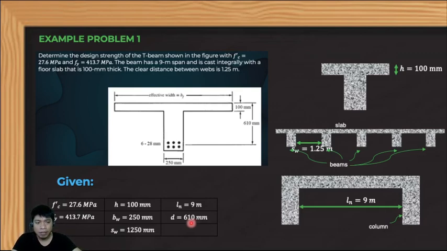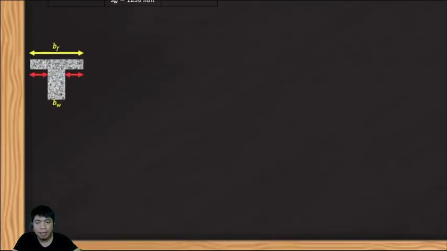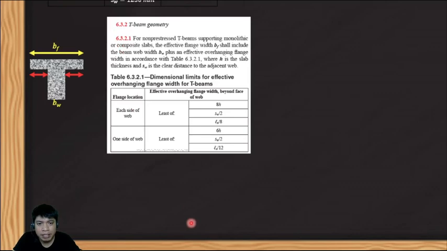So, una nating i-solve guys is of course yung B sub F. Okay, that is the effective flange width. Okay? So, para sa effective flange width, ang sabi sa NSCP guys, section 6.3.2: for non-pre-stressed T-beam supporting monolithic or composite slabs, the effective flange width B sub F shall include the beam web width or B sub W plus an effective overhanging flange width in accordance with table 6.3.2.1, where H is the slab thickness and S sub W is the clear distance to the adjacent web.